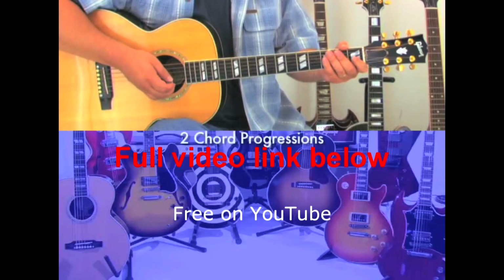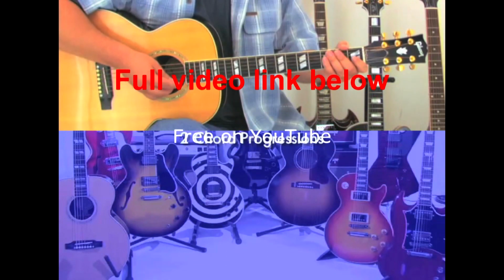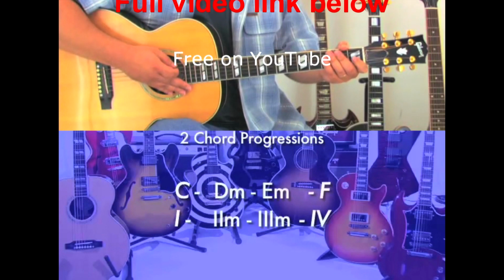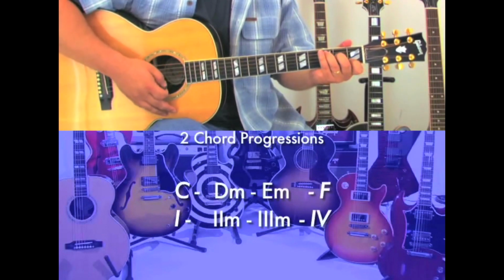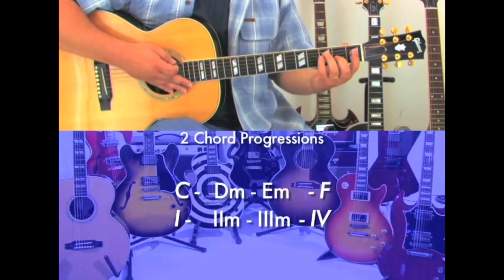Let's start by learning a few 2-chord progressions. First, we have a 1-4 progression, so in the key of C, we know that 1 is a C chord, and the 4 chord is F.